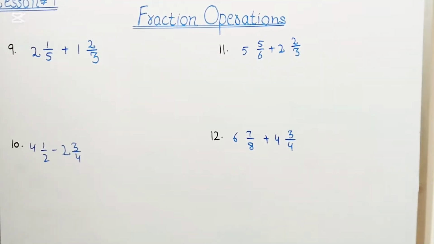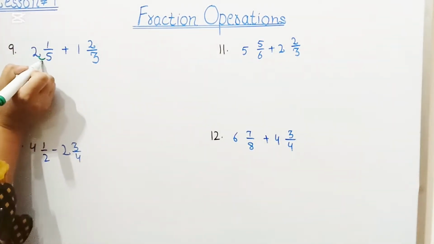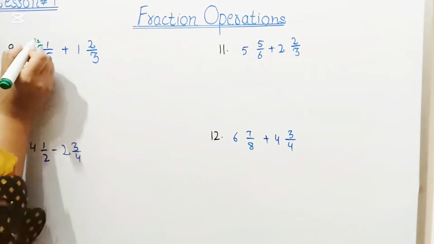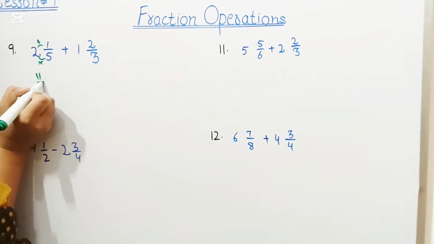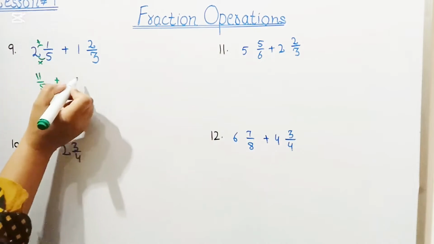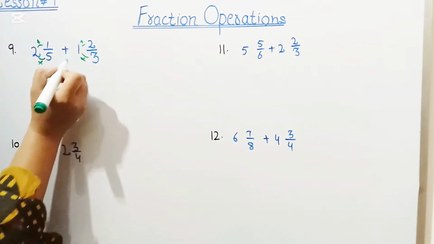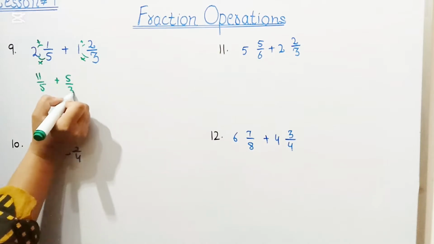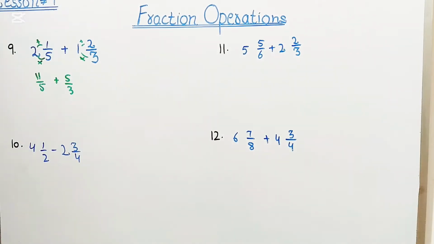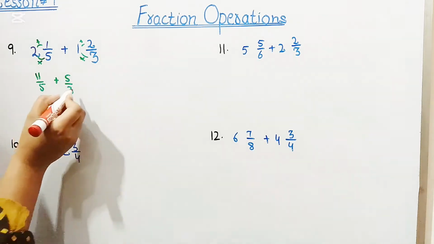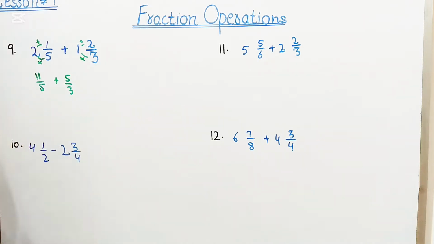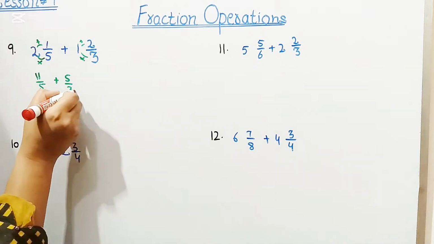Question number 9, 2 1 over 5 plus 1 2 by 3. Firstly, as I told you earlier, we multiply and then we add. 5 2s are 10 plus 1, 11 by 5, plus 3 1s are 3 and then add 2, 5 over 3. Now there are different denominators. We use the easy method, that is the butterfly method. It's your choice what you use. You can see their multiples or you can use the butterfly method.